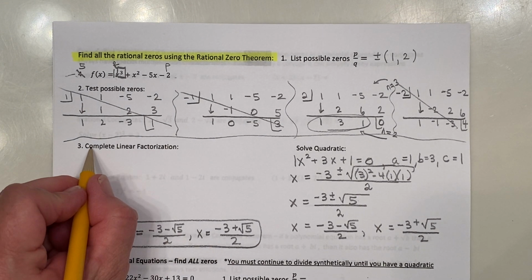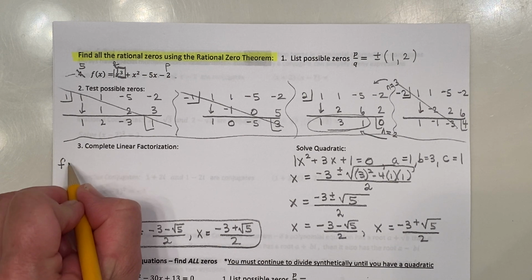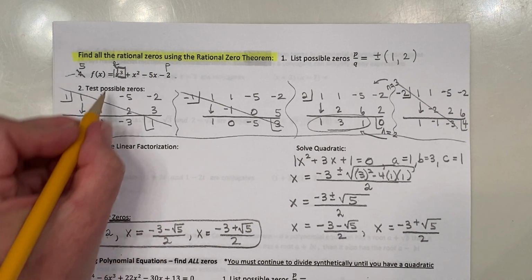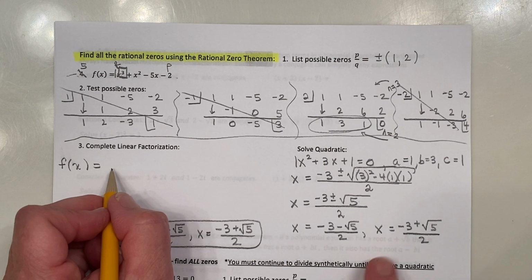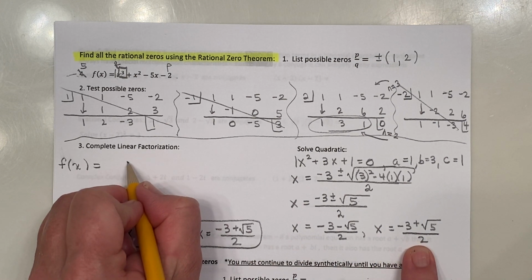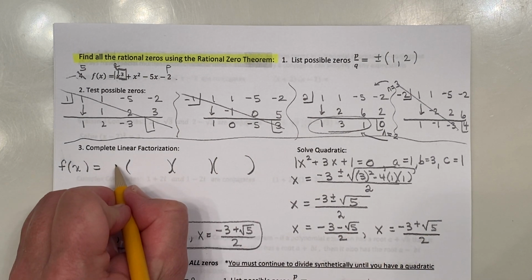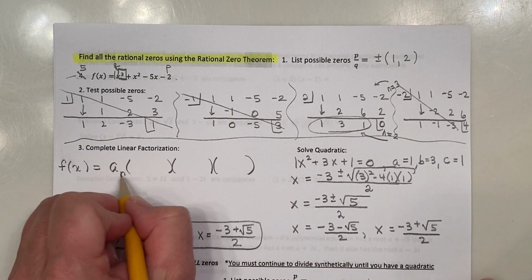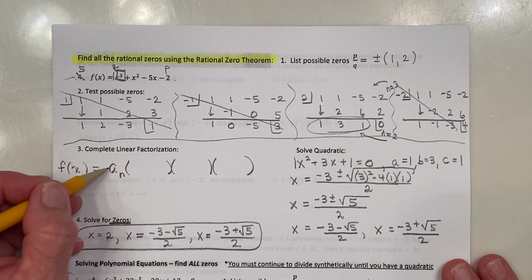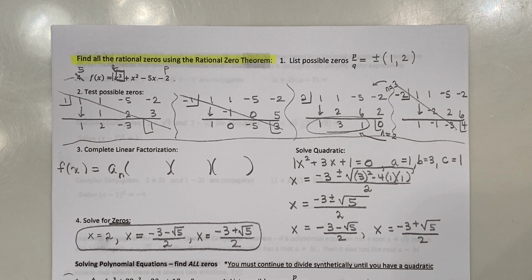Okay, now to complete the linear factorization, I like to do that last. So back up here at this function, I have 3 zeros. So I'm going to have 3 parentheses because I have 3 factors that these zeros came from. And then I might have this random constant. It doesn't have to be 1. It can be any number. So that's the format here.